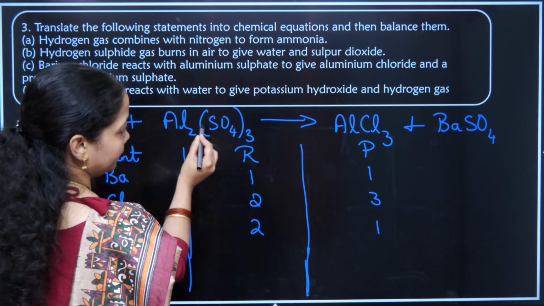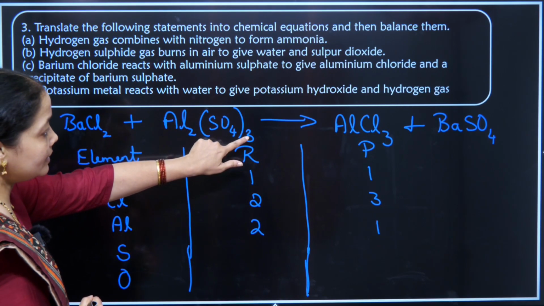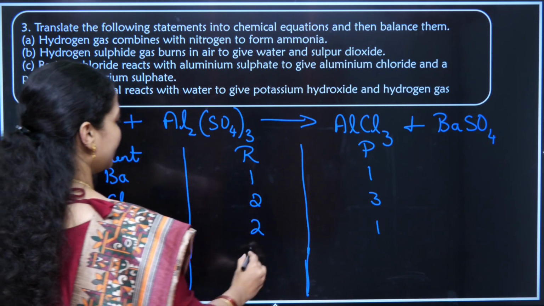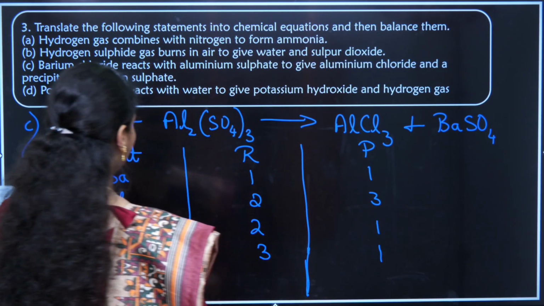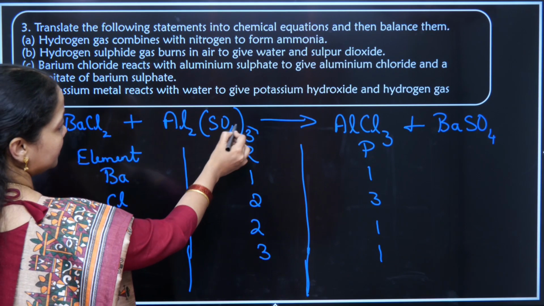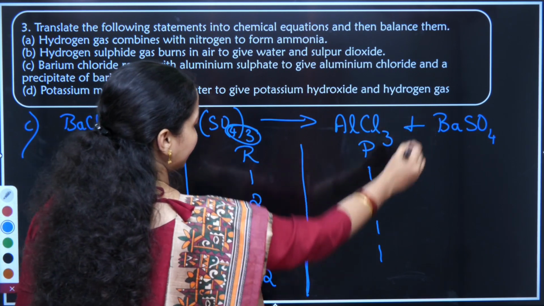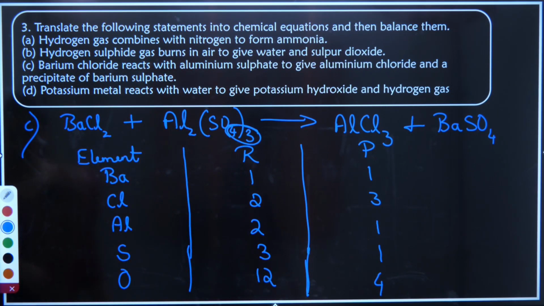Sulfur 3. Whenever there is a bracket provided for SO4 whole thrice, this 3 belongs to sulfur, and this 3 belongs to oxygen also. So sulfur is 3 in reactant and 1 in product. Oxygen: 4 3s are 12, and oxygen here is just 4. So I have to balance the given chemical reaction in a very proper way.